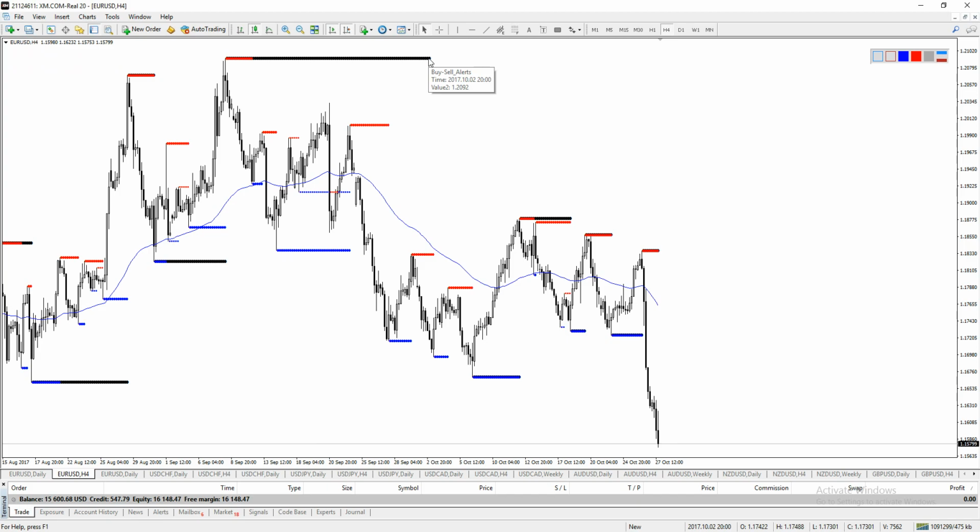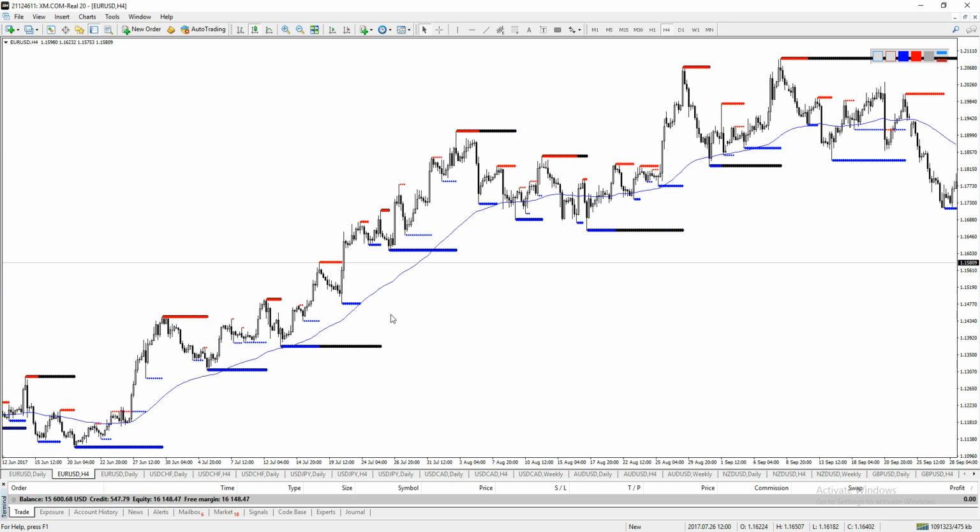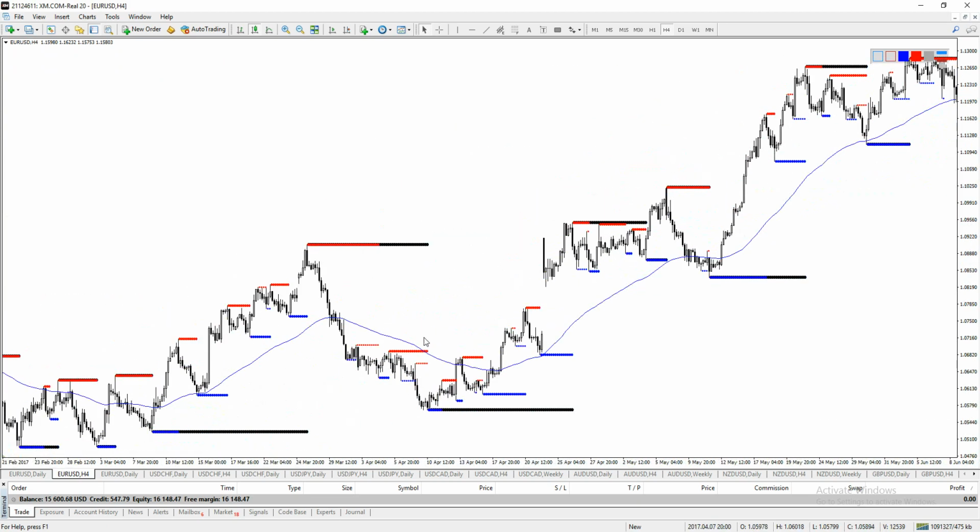So now for the 4-hour and the 1-hour time frame, it must be black on top with the red below, indicating a definite sell. When it's for a buy, it is what? It is black below with a blue above.